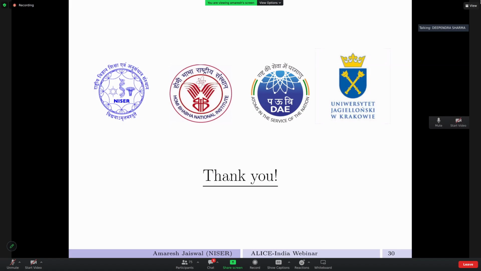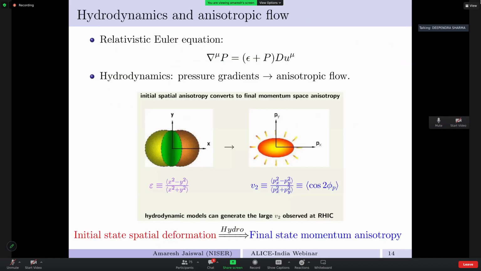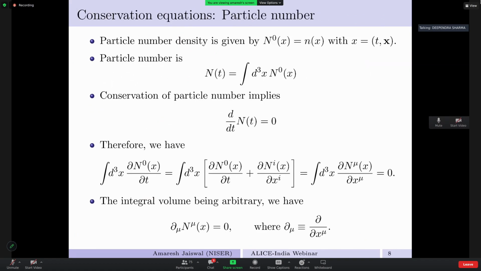Hello, myself Dipendra. I have a question. In the initial slides, you imposed the conservation laws like particle conservation, energy and momentum conservation. So we impose this relation here to get this covariant form of the equation. But in reality, we don't have particle conservation.